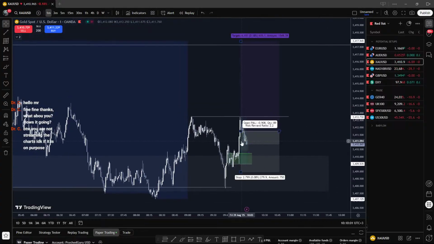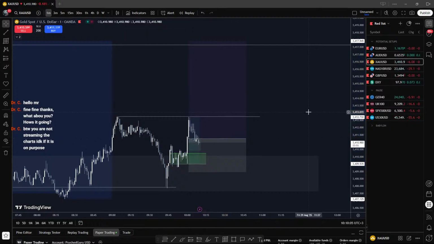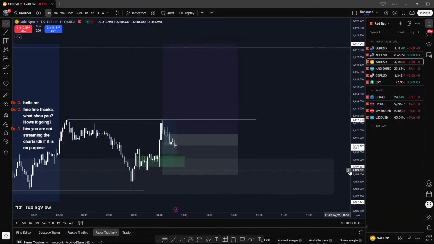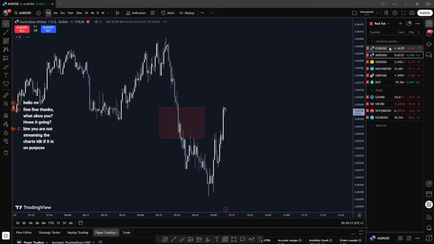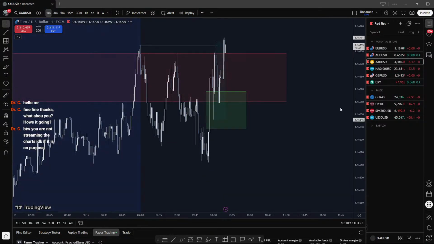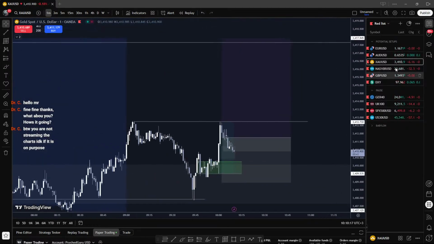But we're just rejecting a bit. If we would have taken the entry here, it would have been a significantly better R, but you can never know that price is going to do something like this. We might just be trading gold in London again, which is not highly advisable. But maybe I'm tripping. Let's just see. Let the market play out here.